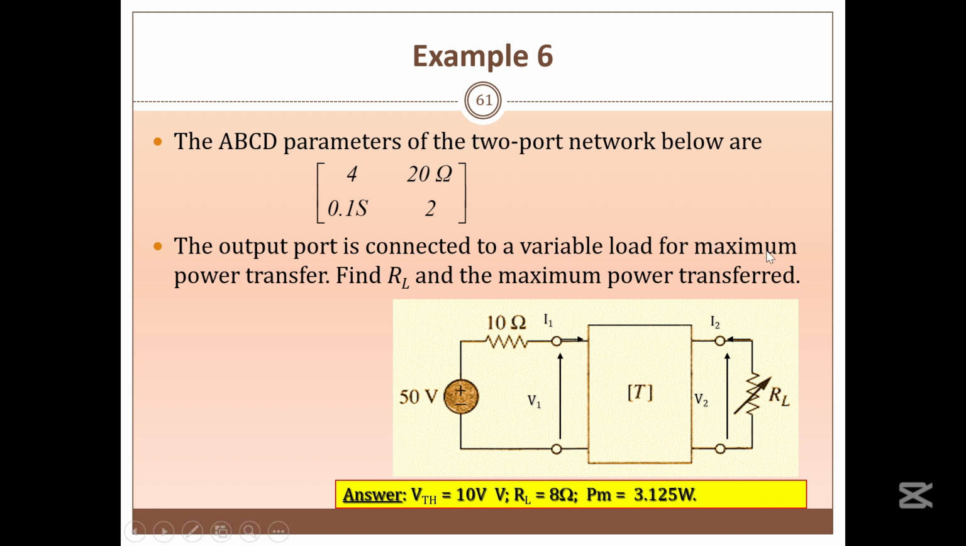So for this maximum power transfer, we will find the V Thevenin, RL, and then the maximum power transfer. For this, we will use our knowledge from the two-port network. These examples also we will discuss in the discussion session or tutorial session. So basically this is what the chapter is about.